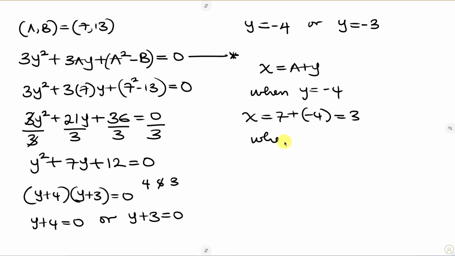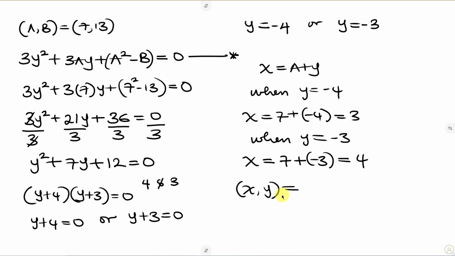Good. Now this time, when y is equal to negative 3, let's substitute that here. So we have the corresponding value for x to be equal to a. Remember, a is 7, plus y, negative 3. So this will be 7 plus negative 3, which is 4. Good. So the corresponding values for x and y, or the factor pairs, are, for the first case, x is 3, y is negative 4. Then for this other case, we've got x to be 4, y to be negative 3.